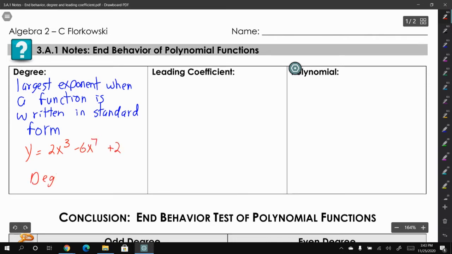your degree would be the highest exponent you see. Don't fall for the trap and always look at the first term, 2x to the third. Look around to see what is your highest exponent. Our highest exponent here is 7, so our degree of this function is 7.